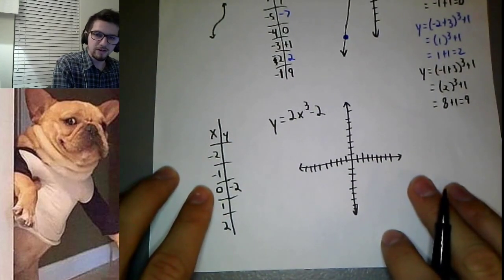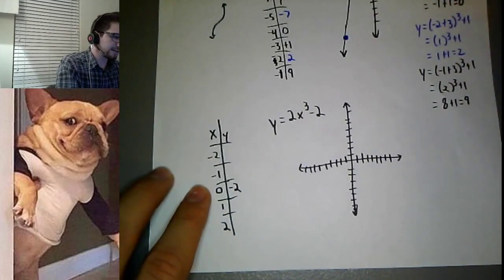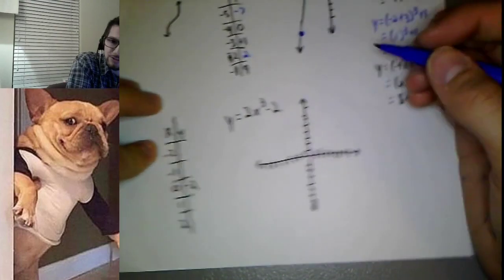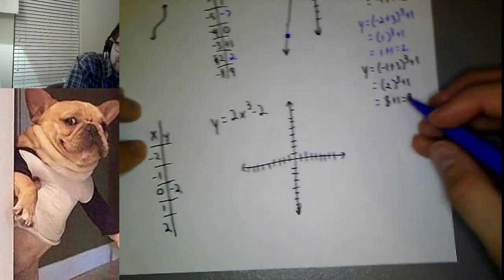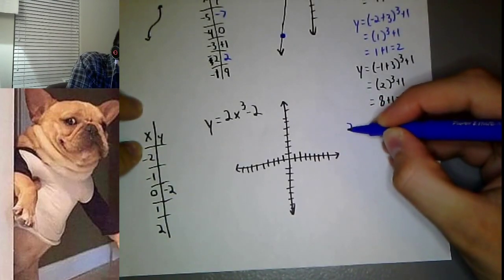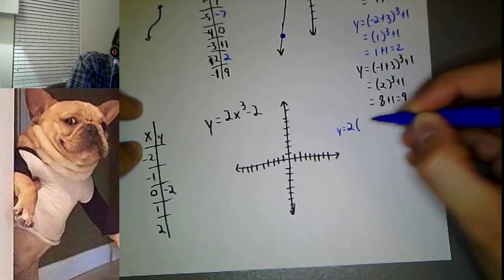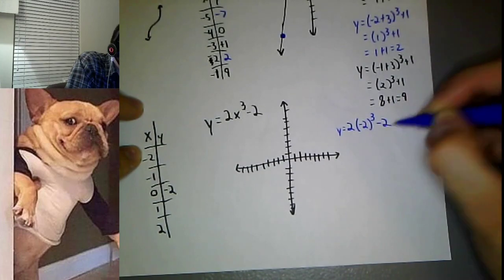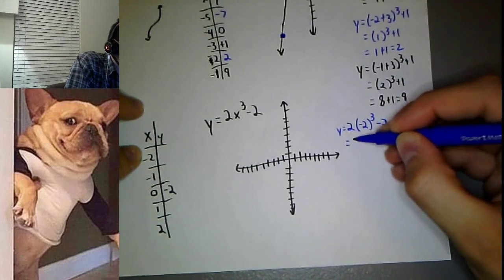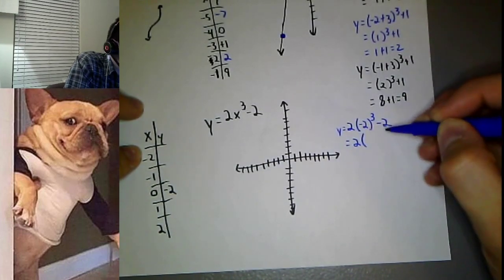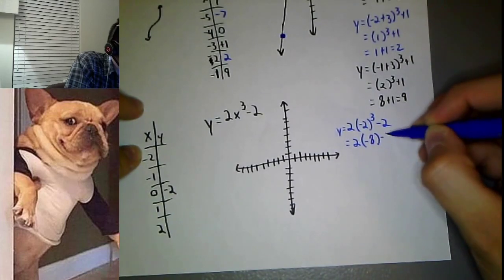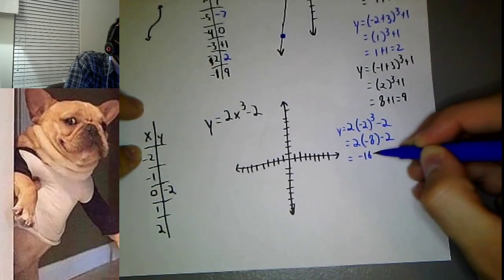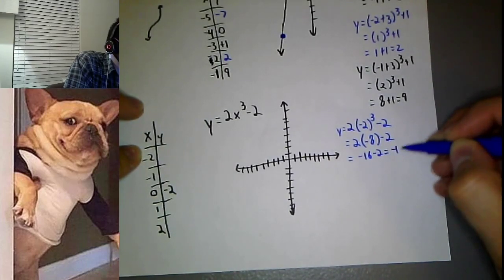So, what do I do from here? I plug in my numbers one at a time, and it's going to take a while. I'll do it over here. If I plug in a negative 2 into this problem, I get 2 times the quantity of negative 2 cubed minus 2. That gives me 2 times, what's negative 2 cubed? Negative 8 minus 2. 2 times negative 8 is negative 16 minus 2. That gives me negative 18.